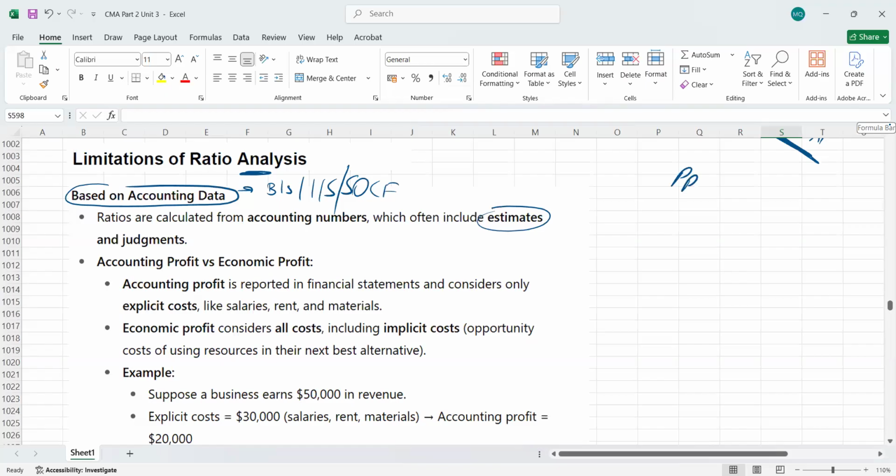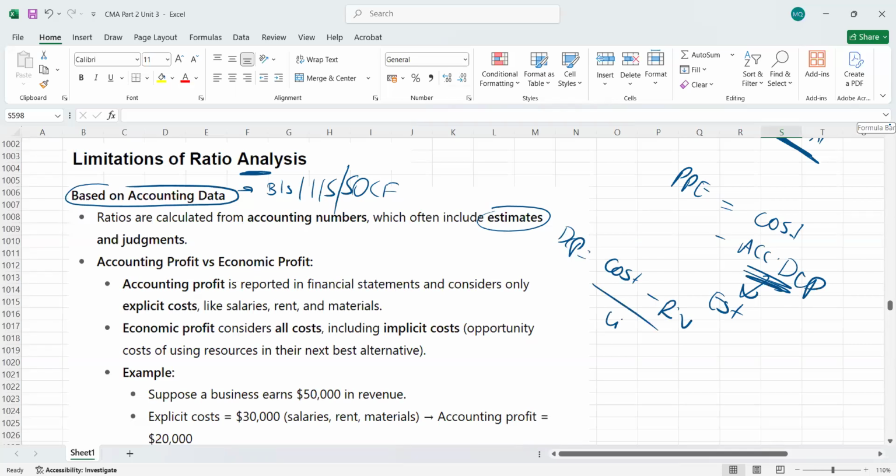For example, if you look at PPE, it is written as cost minus accumulated depreciation. Accumulated depreciation is totally your estimate. If you're applying the straight line method, the depreciation formula is cost of asset minus residual value, divided by life of the asset. Residual value is also an estimate, of what value you will get at the end of the useful life of the asset. Life is also an estimate. In accounting data you might also have provisions and allowances. All those are estimates. So it is based on accounting data, which is not good, because accounting data can be changed by changing estimates.